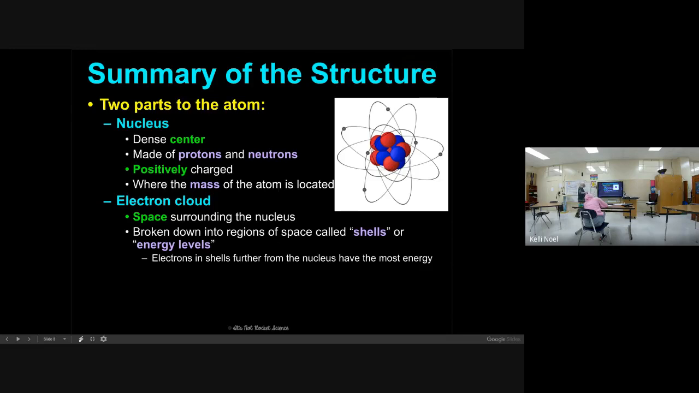Electrons that are further away from the nucleus are going to have the most energy. All right, electrons that are furthest away from the nucleus have the most energy. They're the ones that are going to be involved in making compounds. The electrons in the outermost, highest energy area, we call them valence electrons. Very, very important. Valence electrons.